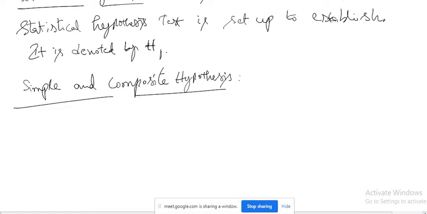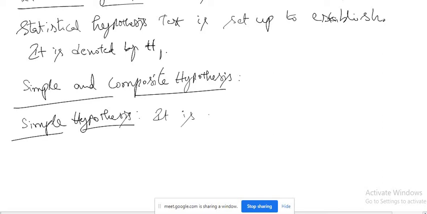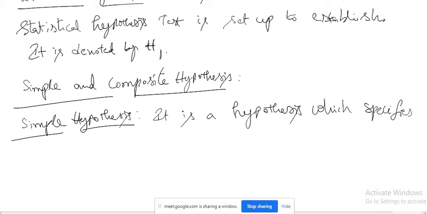Simple hypothesis. It is a hypothesis which specifies the population distribution completely.